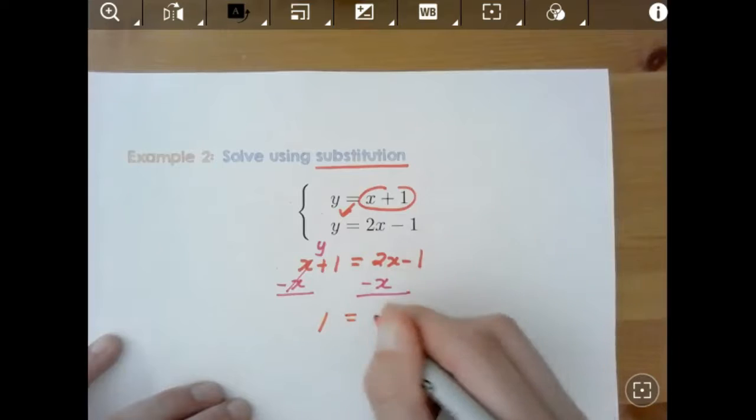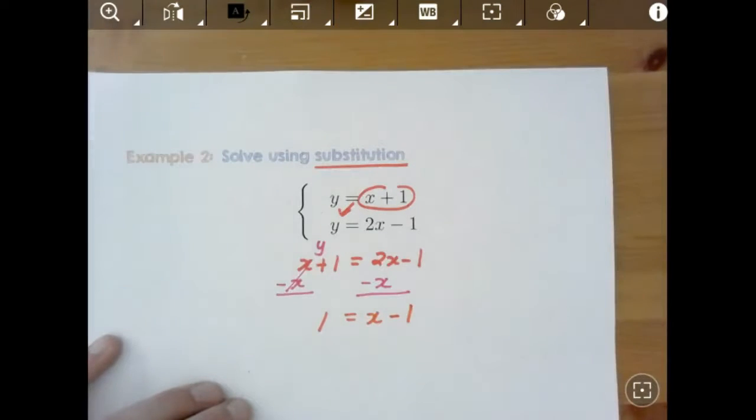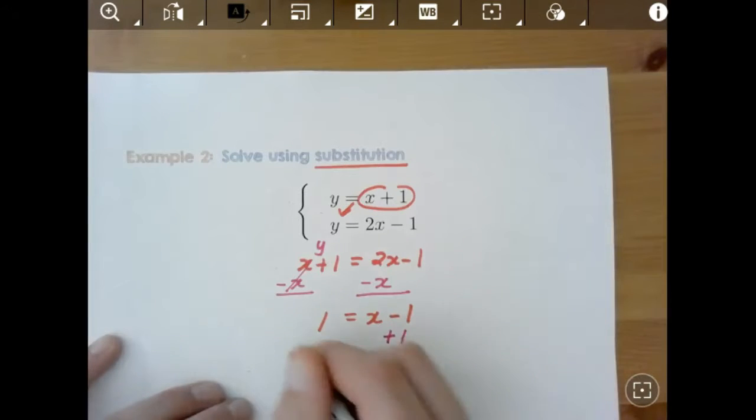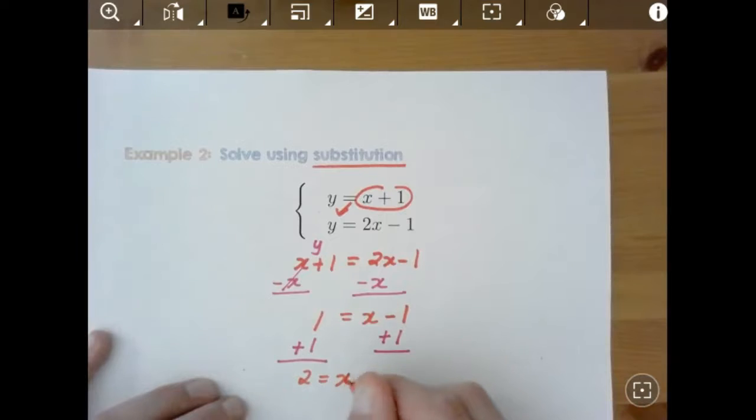2x minus x is just x, and you have a minus 1 here. Notice how we have the variable only on the right side now, but we have constants on both. So let's move the constant and get the variable alone. Now you get 2 equals x. A little friendlier example here. You're not done because you need the y value.